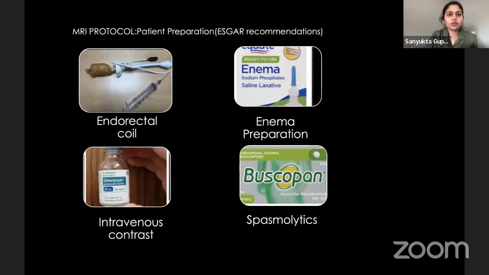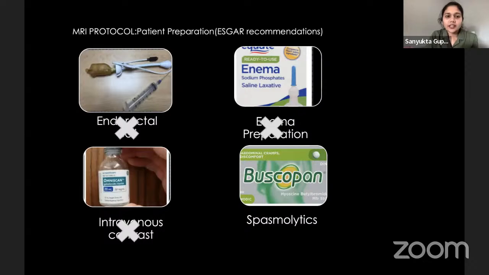So, do we need an endorectal coil? For the patient preparation, what recommendations should we follow if you are referring a patient for a CA rectum MRI? Do you need to tell the patient to fast? Do we need to give an enema? Do you need the serum creatinine levels? Do we need to give IV contrast? I would say none of these.